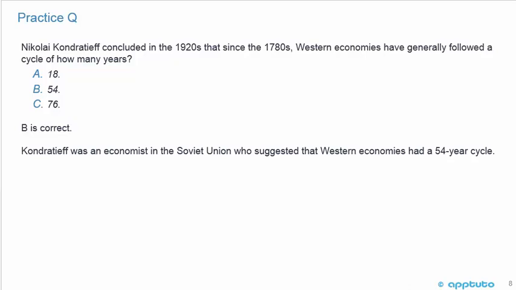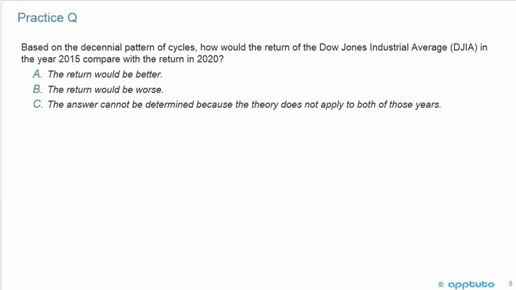Lots of memorization for the CFA Level 1 exam. So in this case, B is correct. Kondratiev was an economist in the Soviet Union who suggested that Western economies had a 54-year cycle. So you just have to remember K-54. Again, this question should be fairly easy because we're just looking at the slide. But if it's been a couple of months since you went over your notes, you might have some trouble recalling. But again, it's just straight-out facts memorization.